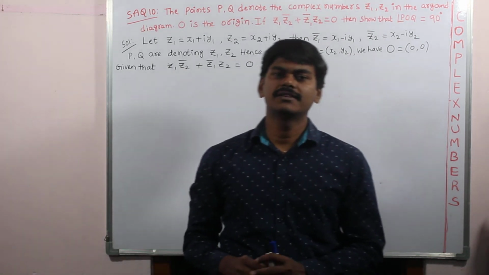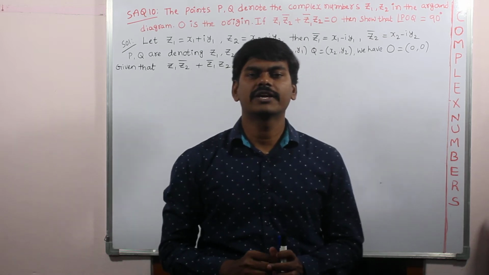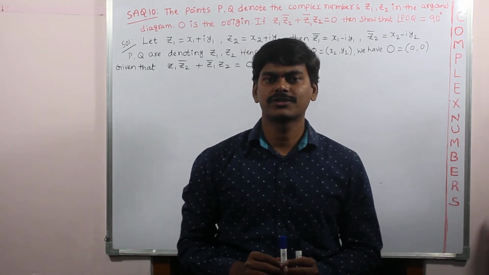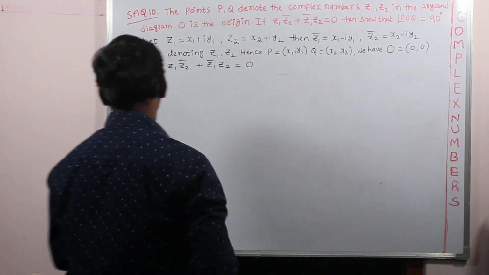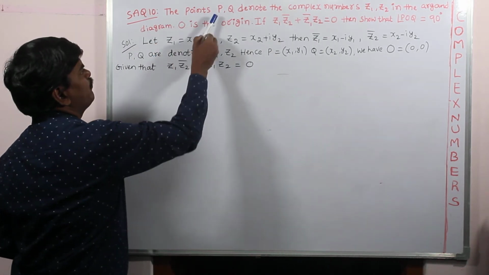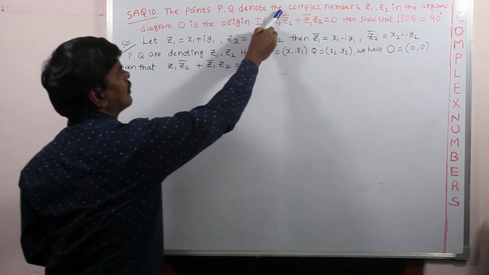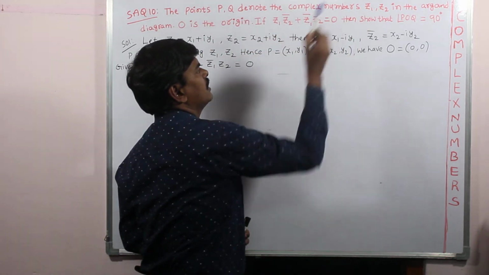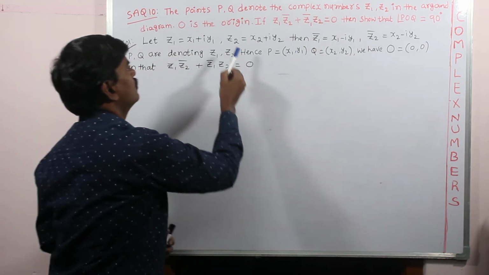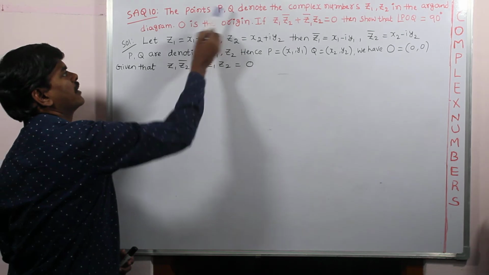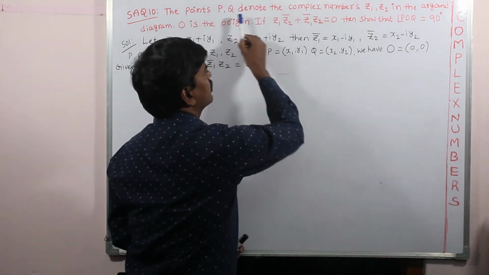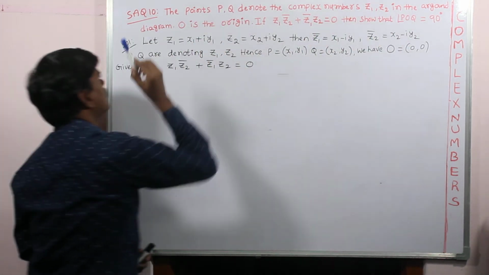Hello students, in this video we are going to learn one of the important short answer questions from the chapter complex numbers. Let us see the question. The points P, Q denote the complex numbers Z1, Z2. So corresponding to Z1, Z2 we have been given 2 points P, Q. So P, Q are the points in the Argand diagram.